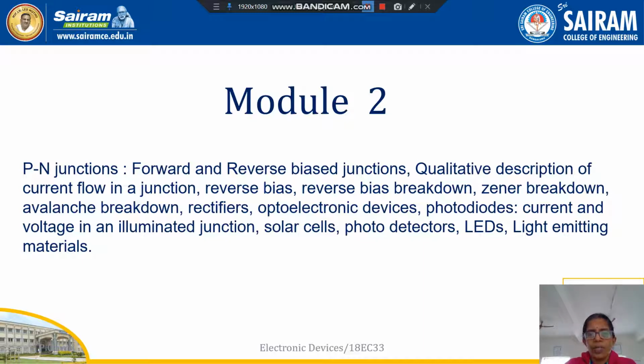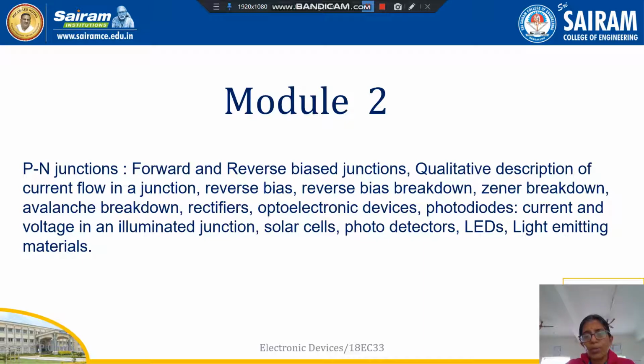In reverse bias, we have an important concept called reverse bias breakdown. Here we will be discussing the two types of breakdown mechanism, that is Zener and avalanche breakdown. Followed by that, we will be seeing what is meant by a rectifier and what characteristics the device should possess to be a good rectifier.